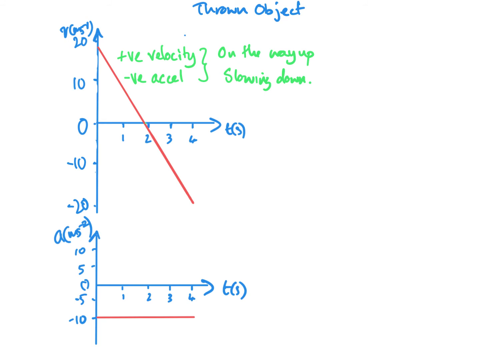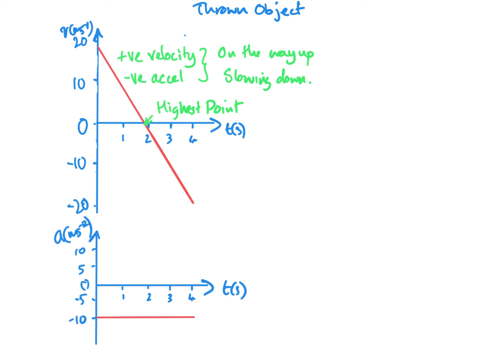So this point here is zero velocity, where it goes from positive velocities to negative. Remember, positive velocities are upwards, negative velocities are downwards. So that is a change in direction, which means it's stopped going up and started to come back down, i.e. that is the highest point.